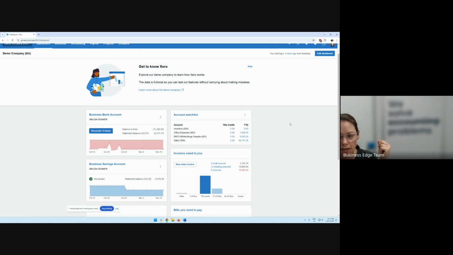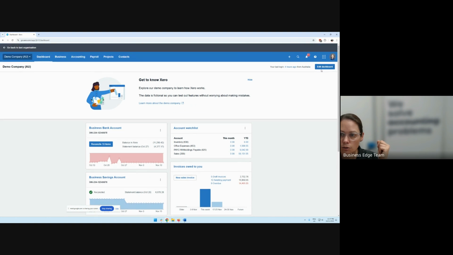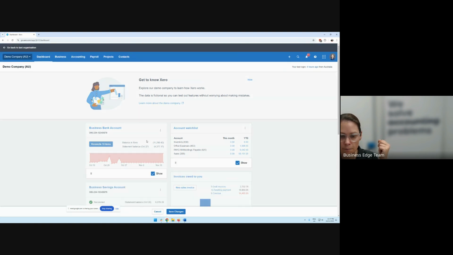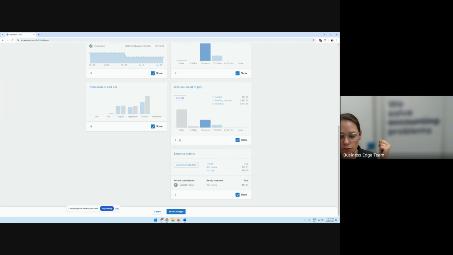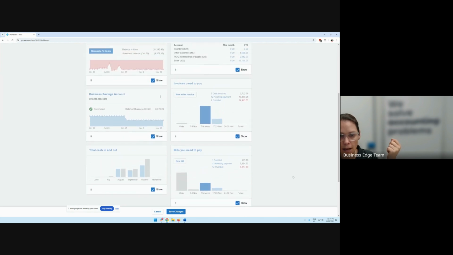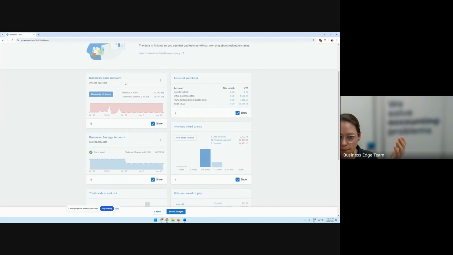So how do you go about changing this dashboard? You just go up to your top corner and hit Edit Dashboard. Within here you can select what you do and do not want to show. Maybe you don't utilize expense claims, so you don't want that showing on your dashboard. Maybe you use your business bank account, but you don't necessarily want your savings account on your dashboard. Maybe you don't want your team members to see it when they log in straight away. So you can remove that bank feed as well.